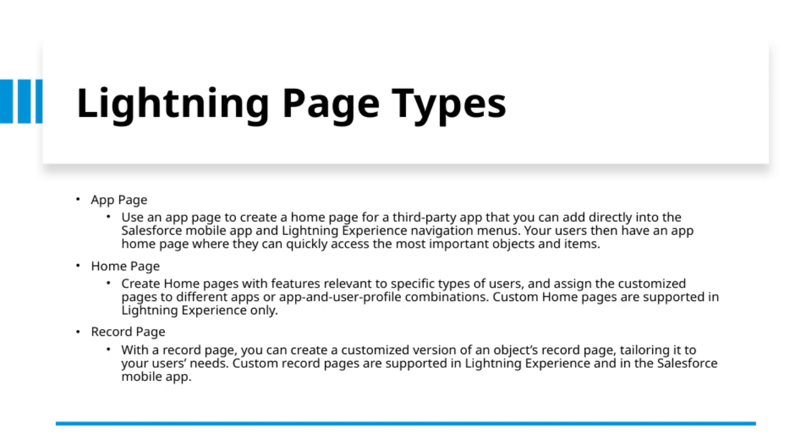Now let's discuss record pages. These are tailored versions of an object's record page, designed to meet your user's specific needs. By customizing record pages, you can control which fields, related lists, or components appear, streamlining the user's experience. And the great thing is, custom record pages are supported both in Lightning Experience and in the Salesforce mobile app.